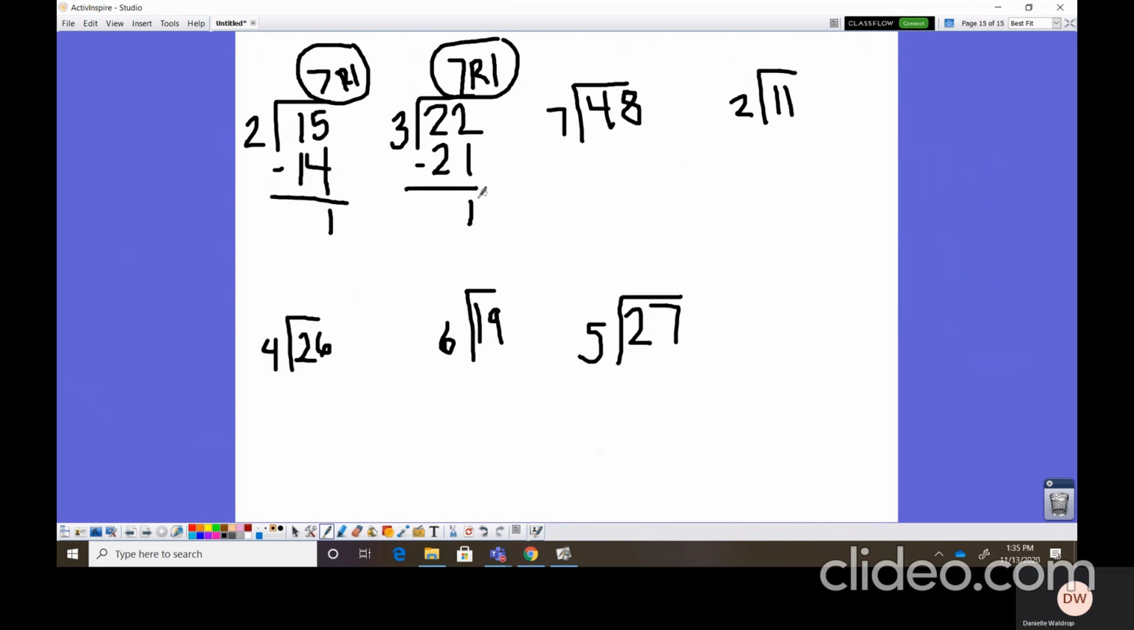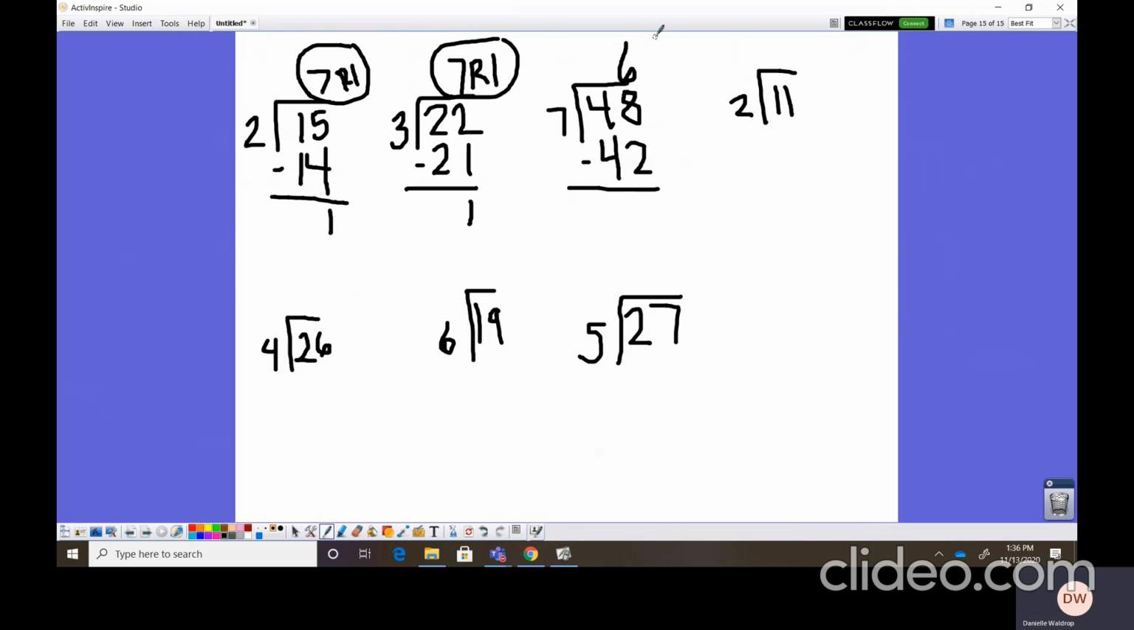Okay. 48 divided by 7. 7 times 7 is 49. That's too close. I mean, too big. 7 times 6 is 42. Let's use that one. So let's put our 6 over our 8. 7 times 6 I know is 42. I'm going to put that under the 48.